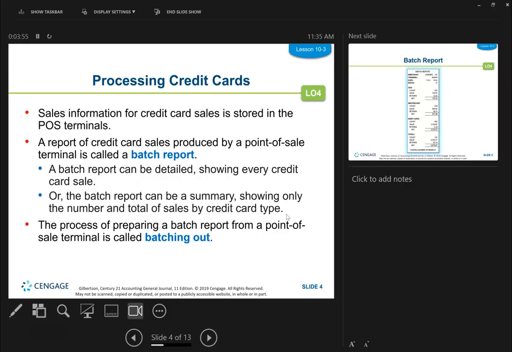Some more vocabulary. Sales information for credit cards is stored in the point of sale terminals. A report of credit card sales produced by a point of sale terminal is called a batch report. A batch report can be detailed, showing every credit card sale, or it can be a summary, showing only the number and total of sales by credit card type. Like that last one we looked at was a summary batch report. The process of preparing a batch report from a point of sale terminal is called batching out.